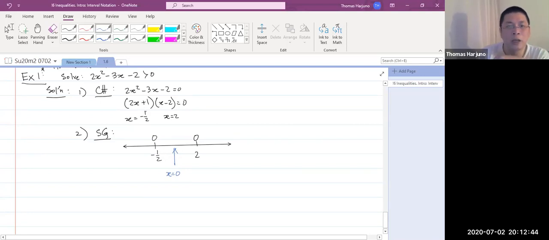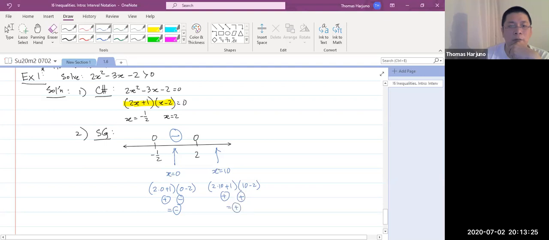Now then you plug that x equals 0 into this factorized form. So 2 times 0 plus 1, 0 minus 2. This is positive, this is negative, so that's negative. Boom. Now how about here? When x equals, let's say, 10. 2 times 10 plus 1 times 10 minus 2. This is positive here. This factor is also positive, so the product is positive. Boom.